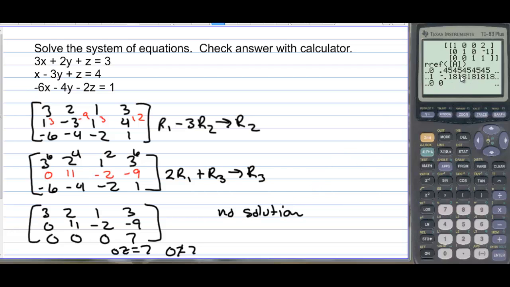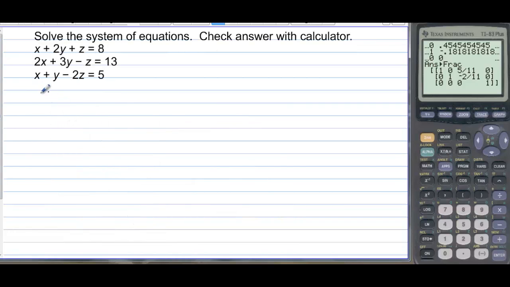Now look at these decimal values. You can get these to be fractions by hitting math, and this says make everything into fractions. So everything into fractions, and you can see the fractions here. Actually, that's nice because now you can see the whole matrix, and you can see down at the bottom row here we have 0 equals 1. Not true, no solution.